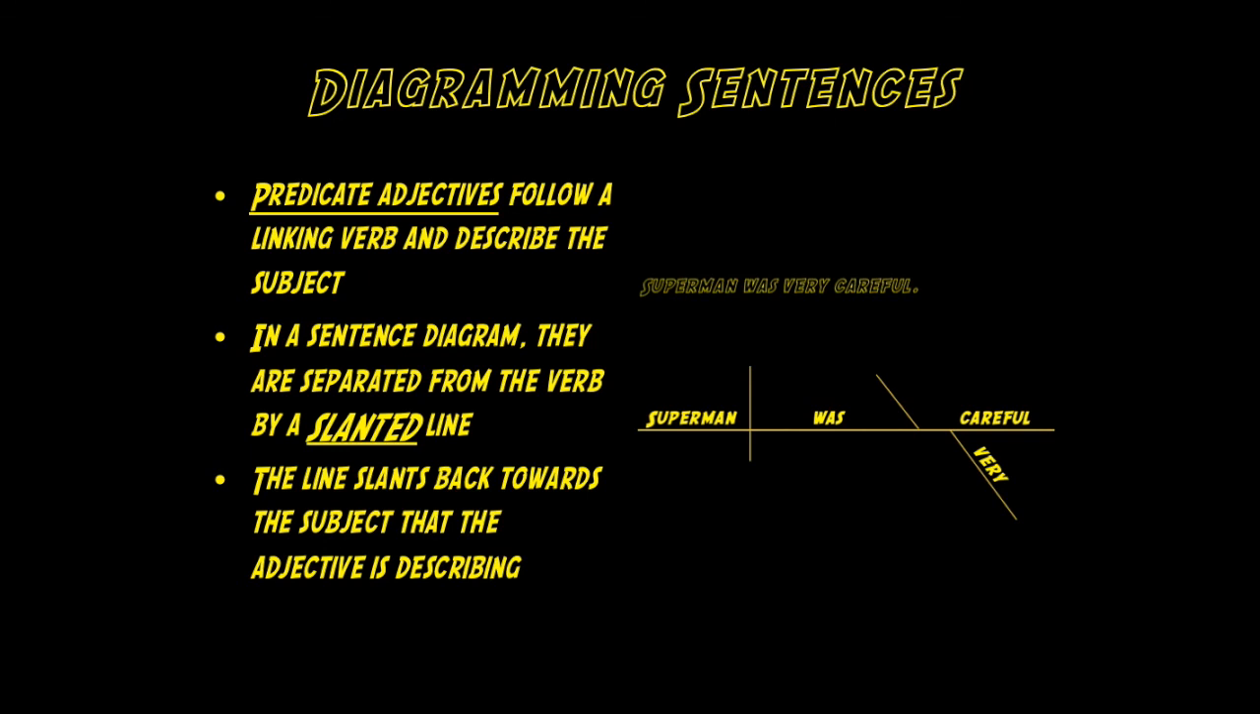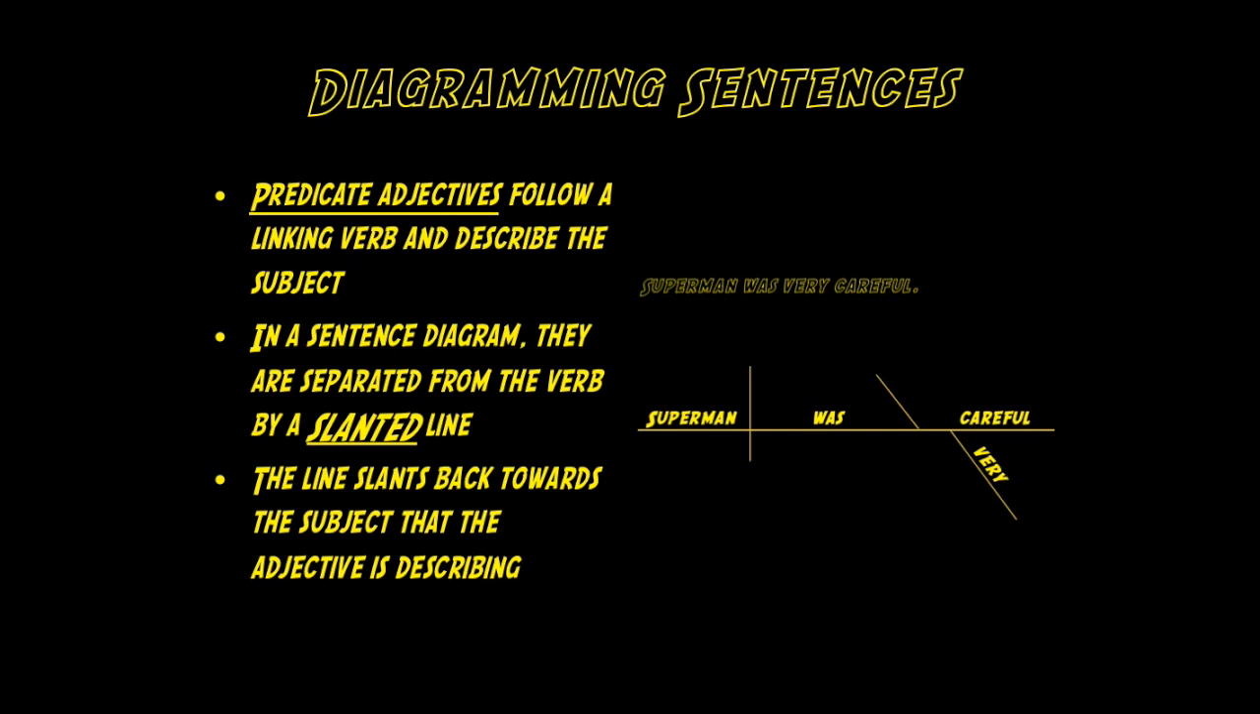Superman was very careful. So we know our subject right off the bat is going to be Superman because he's the person that we're talking about. Then we're going to quickly find our linking verb. Here it's was. And then we just simply ask ourselves, well, what was Superman? He was careful. So we're going to put that at the end right there after that slanted line. And there's also a modifier, very. So we're going to put that on our slanted line right underneath our predicate adjective, just like that.